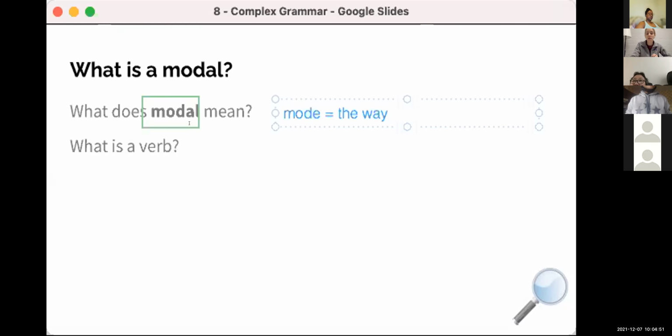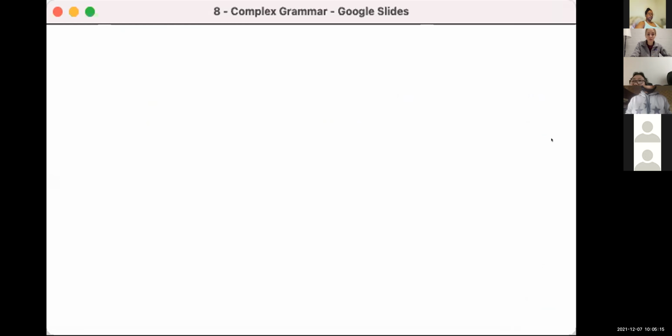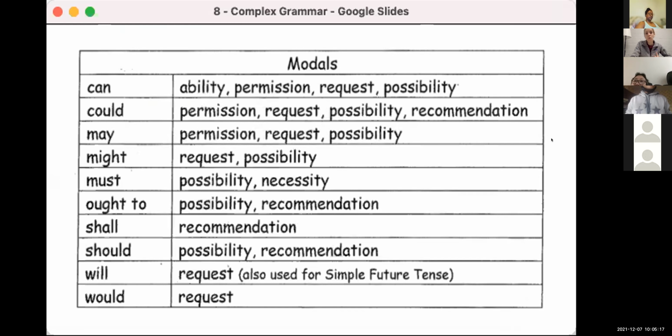Modals are always used with a verb. What is a verb? An action, right? So when we use a modal, we're giving extra information about the action of the sentence, the verb of the sentence. We have many different modals that can express those different ways, those different situations. We've talked about most of these before today, and we'll do the rest today.